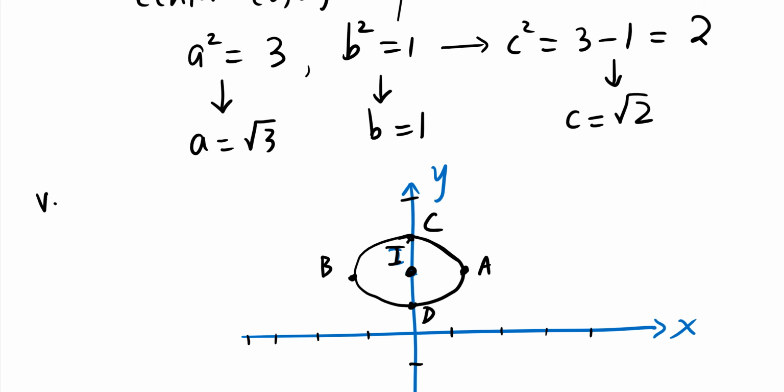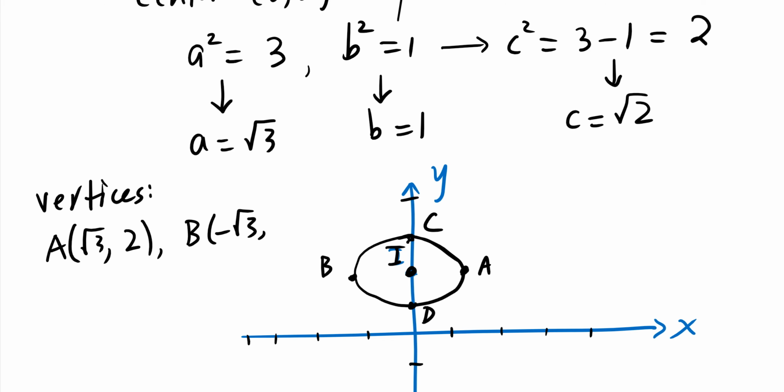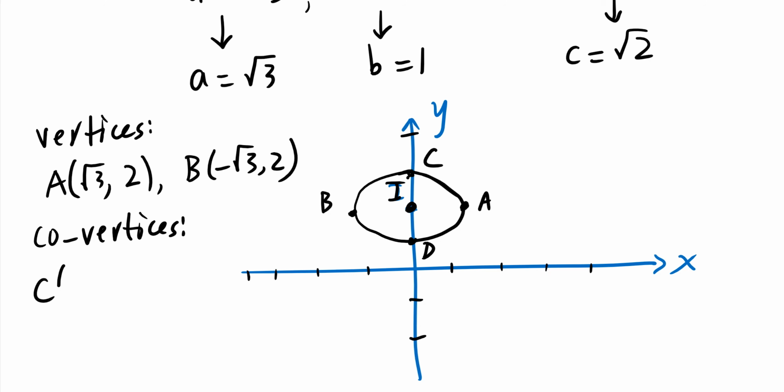So we get the center. The vertices: A has coordinates square root of 3, 2, and B negative square root of 3, 2. We have co-vertices. C is 0, 3, and D is 0, 1. C and D. We got the vertices and co-vertices.